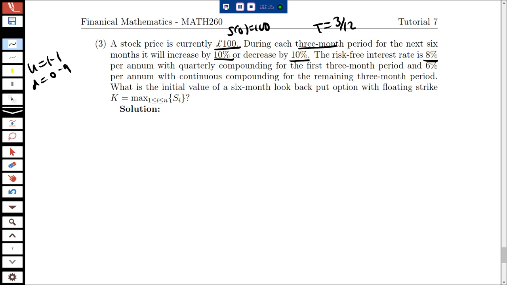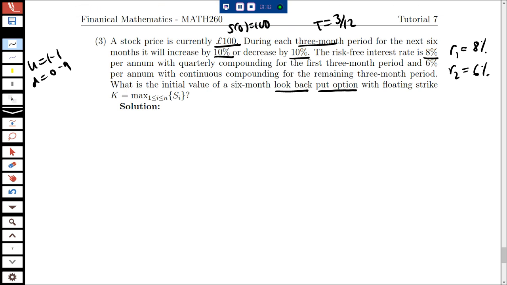The risk-free rate is 8%, compounding quarterly for the first 3 months, and 6% per annum with continuous compounding for the remaining 3 months. Okay, so we've got one rate at 8% and another rate at 6%. What is the initial value of a 6-month look back put option with this floating strike price?